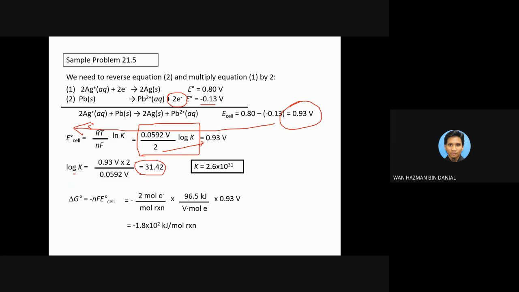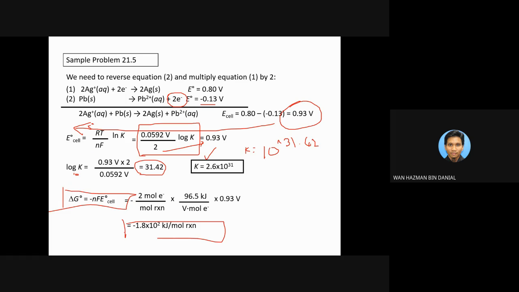Ni log, ni maksudnya 10 kan. So ni K bersamaan dengan 10 to the power of 31 kan. Betul tak? Cuba kira, betul tak? Betul. So and then setelah K dapat, and then the value of G pula, delta G, using this formula, so you akan dapat negative 2 mole times the Faraday constant, usually diberilah 96.5 ni, kilojoule per mole per volt ni, times the E naught cell 0.93, so you akan dapat delta G.